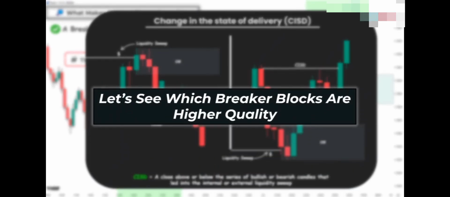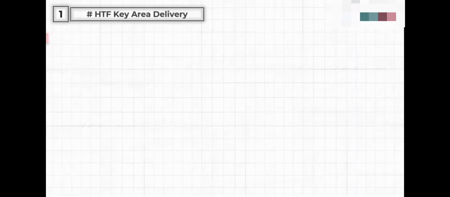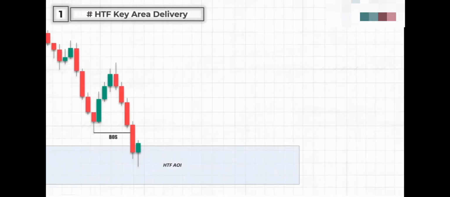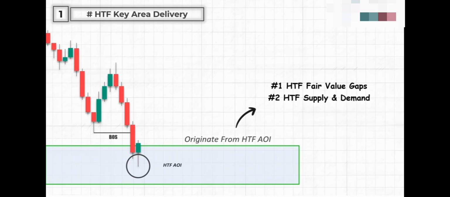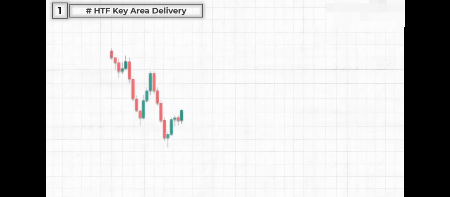So now, let's look at which breaker blocks are higher quality and what features they must have, especially the ones with the highest probability of success. Rule number 1. Higher time frame key area delivery. For a breaker block to be valid and tradable, first and foremost, price must originate from a higher time frame area of interest, such as a higher time frame fair value gap, a supply or demand zone, or after sweeping liquidity from a major swing high or swing low.